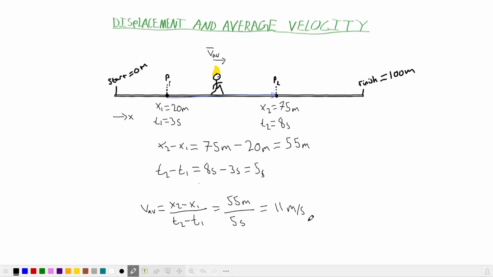And one last thing I will mention is that it's useful to write this term here as delta x. So it's useful to write the displacement as delta x, and it's useful to write the time interval as delta t. So we don't always have to write x2 minus x1 or t2 minus t1. We can just write delta x and delta t. So the term delta here is really a change between 2 points.